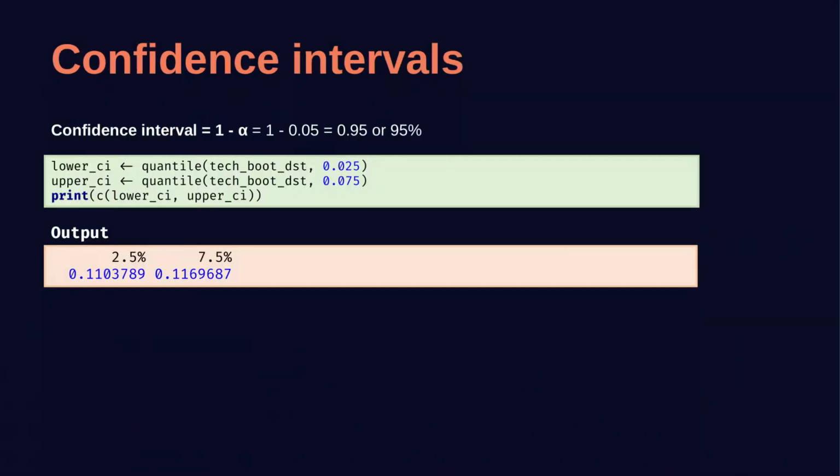To understand the possible values of a population parameter, we choose a confidence level that is equal to 1 minus the significance level. So if our significance level is 0.05, we use a 95% confidence interval. Here is how we calculate it using the quantile method. The lower and upper confidence interval bounds are saved in the lower CI and upper CI variables respectively. This interval gives us a range of values that are likely to include the true population proportion of tech professionals who are working in small companies.